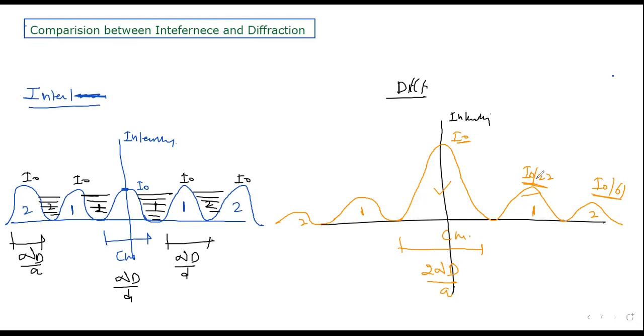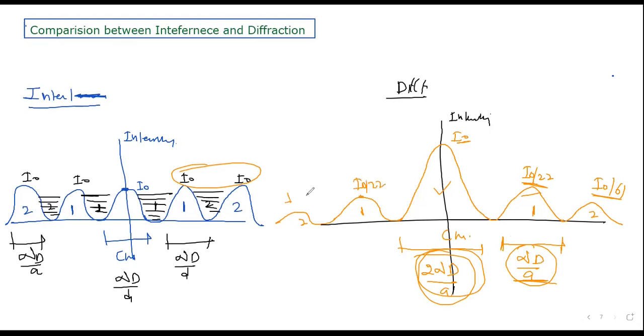But in interference, the intensity remains I naught and doesn't change, and the width is also the same. Here the width of the central maxima is 2 lambda d by a. For any other maxima, it becomes just lambda d by a alone. The central maxima has double the width of any other fringe, and the intensity also reduces on both sides: I naught by 22, then I naught by 61. So this is the main difference between interference and diffraction. After this, we'll do some numerical problems based on diffraction.